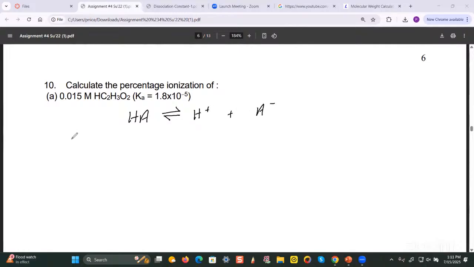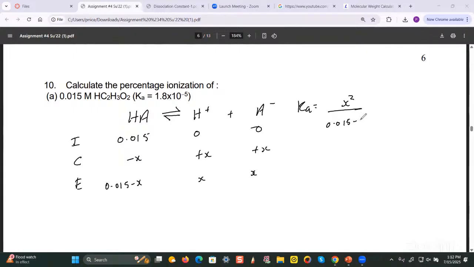All right, so initially, you're going to have 0.015. Here you're going to have 0, here you're going to have 0. The change is going to be minus X here, plus X here, plus X here. And then at equilibrium, you're going to have 0.015 minus X. Here you're going to have X, here you're going to have X. So Ka would be equal to the concentration of H plus times the concentration of A minus. So that would be equal to X squared up here, divided by 0.015 minus X.